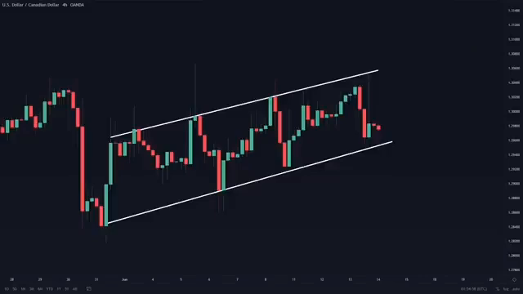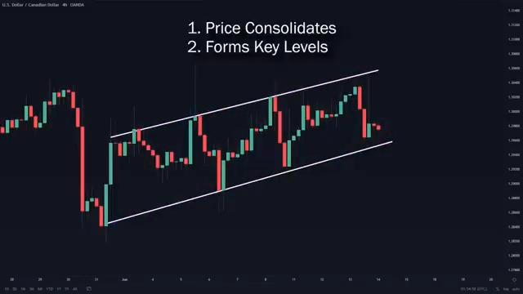It doesn't matter if it's a triangle, a wedge, or a rectangle. At the end of the day, all of them are based on one concept. Price consolidates, forms key levels, then breaks out. So as long as you can find these key levels, the strategy would still work.